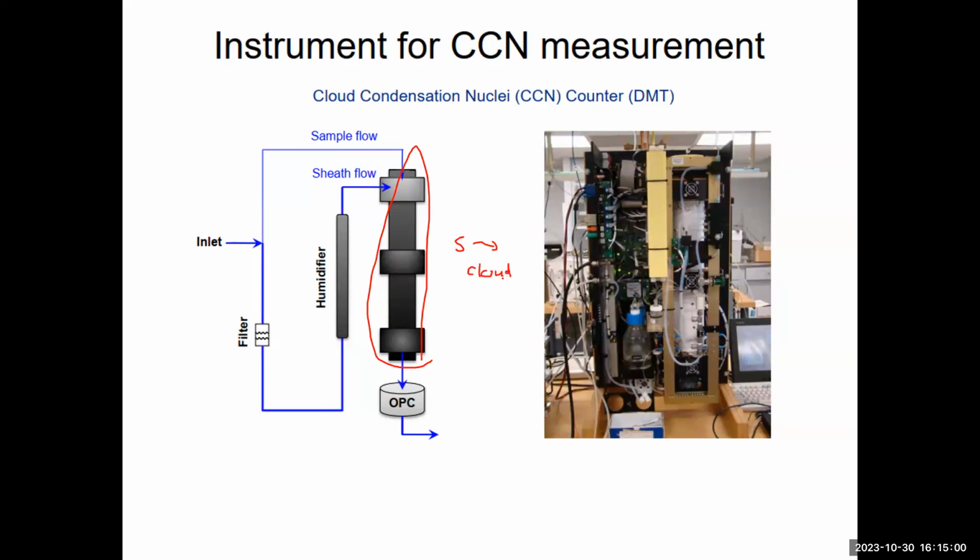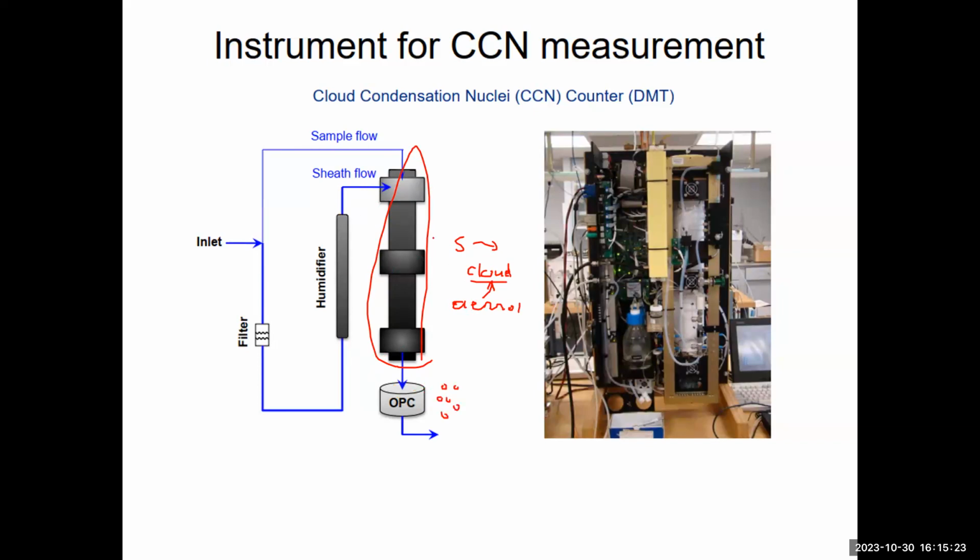This is, I would say, a more straightforward way, because we want to understand the aerosol-cloud interaction. We want to see how many aerosols are forming cloud droplets. Why don't we just create a cloud chamber, create the condition that's in the cloud, and then count how many cloud droplets, how many larger droplets, are being formed from this instrument?